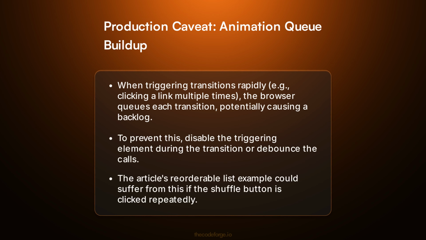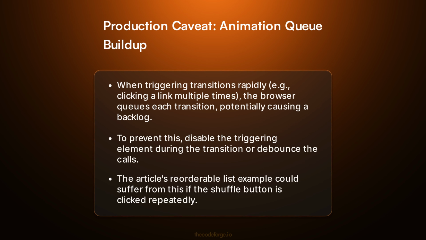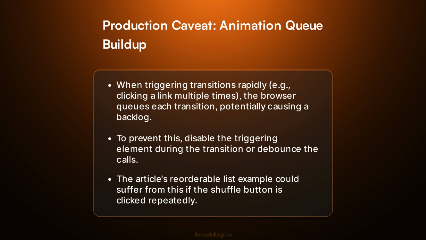When triggering transitions rapidly, e.g., clicking a link multiple times, the browser queues each transition, potentially causing a backlog. To prevent this, disable the triggering element during the transition or debounce the calls. The article's reorderable list example could suffer from this if the shuffle button is clicked repeatedly.